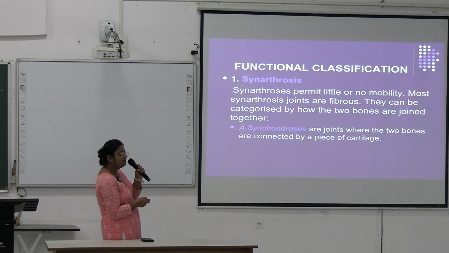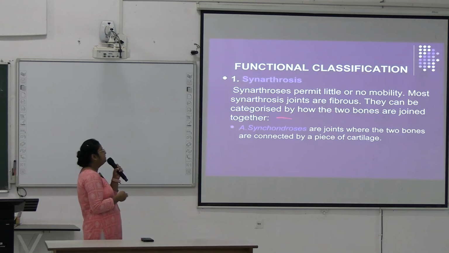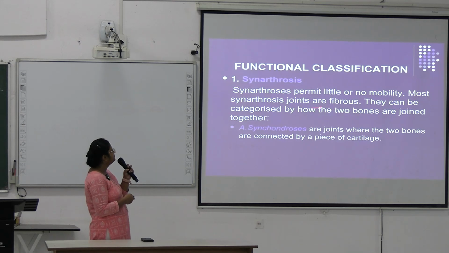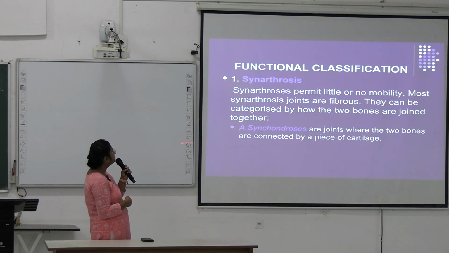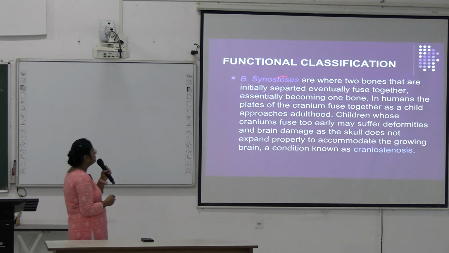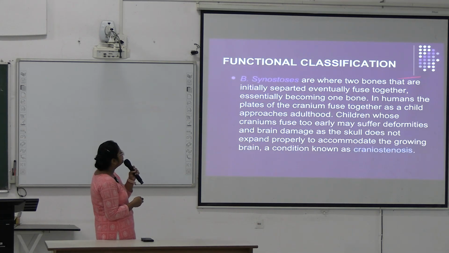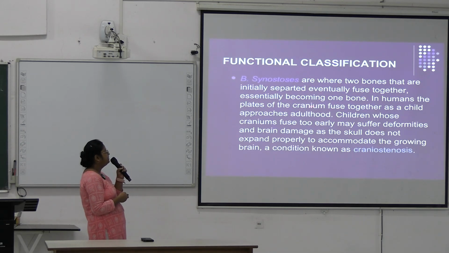Synarthrosis permit little or no mobility. Most synarthrosis joints are fibrous, and can be categorized by how the two bones are joined together: synchondrosis and synostosis. Synchondrosis are joints where the two bones are connected by a piece of cartilage. And synostosis are where two bones that are initially separated eventually fuse together, essentially becoming one bone.